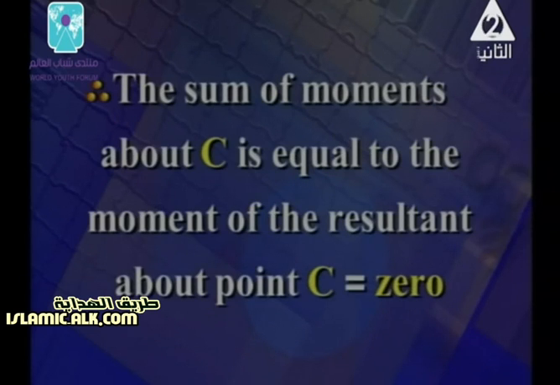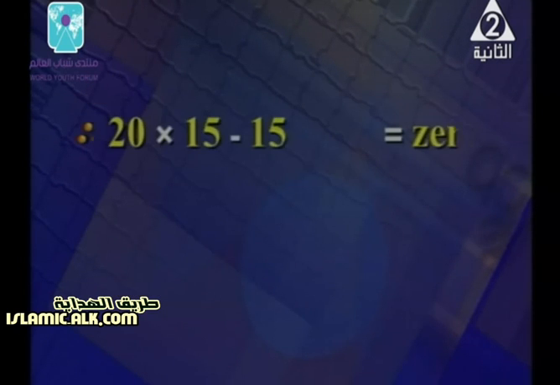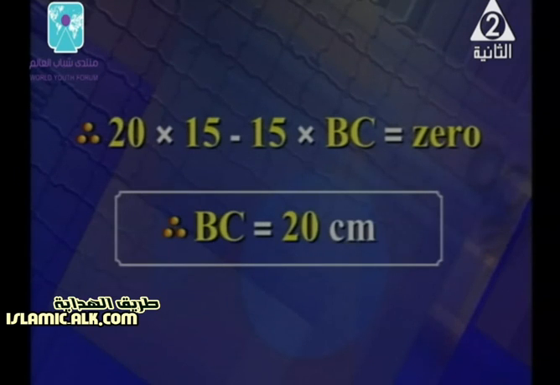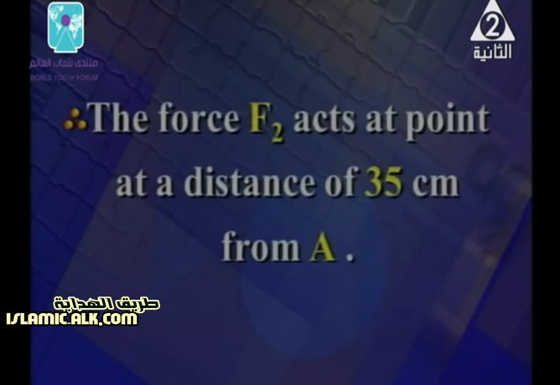The sum of moments about C is equal to the moment of the resultant about C, equal to 0. To find BC, we use 20 times 15 minus 15 times BC equals 0. Therefore, BC equals 20 centimeters. What do we mean? The force F2 acts at a point at a distance of 35 from A.